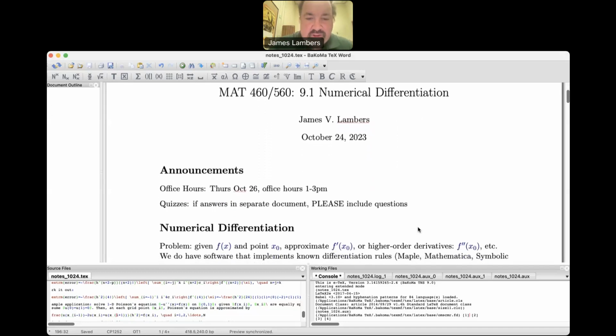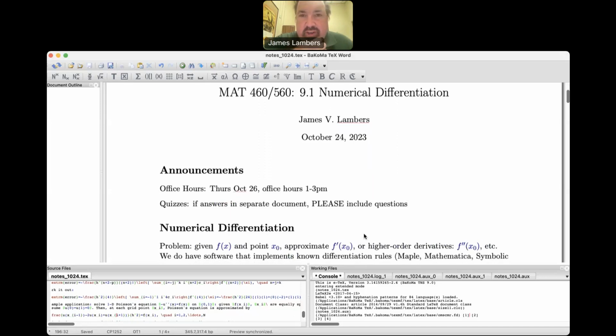Okay, so numerical differentiation. The problem that we're trying to solve is this: we're given some function f of x and a point x naught, and our goal is to approximate the derivative of f at x naught, or possibly higher order derivatives such as f double prime. For the most part, I'm going to be focusing on the first derivative, and then I'll get to higher order derivatives toward the end.